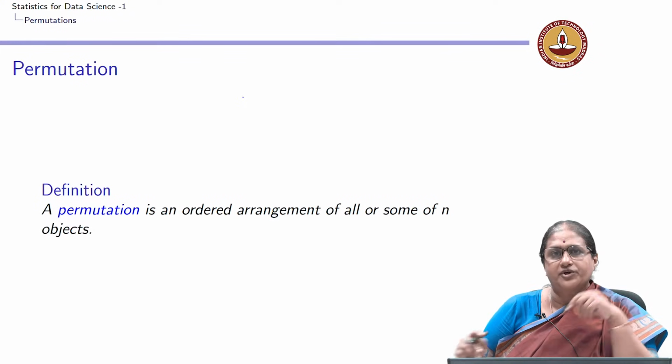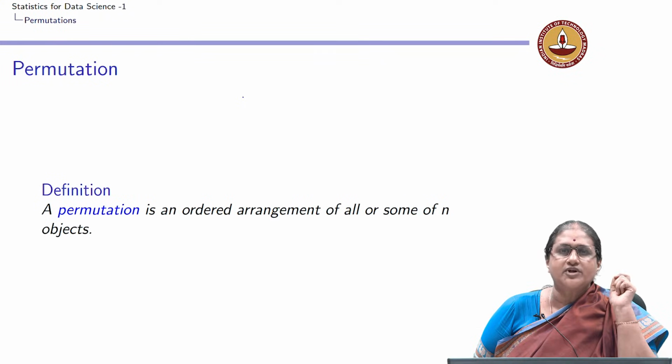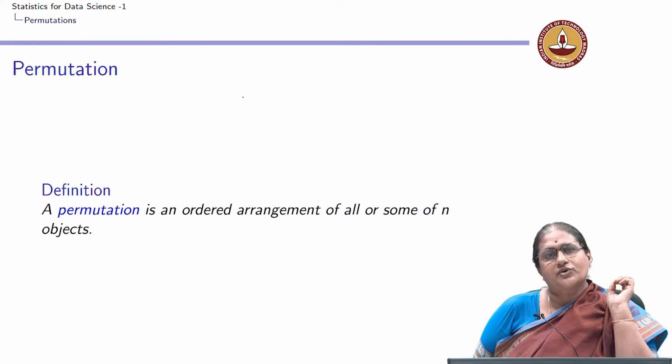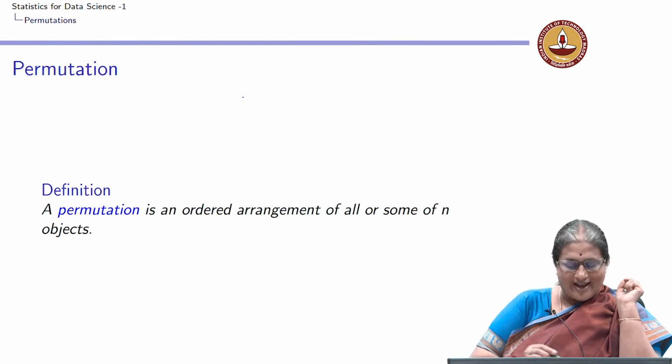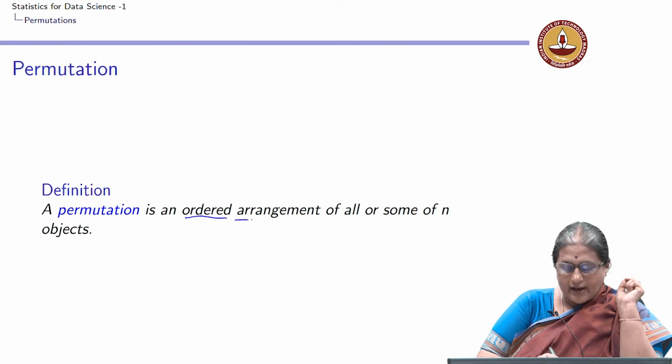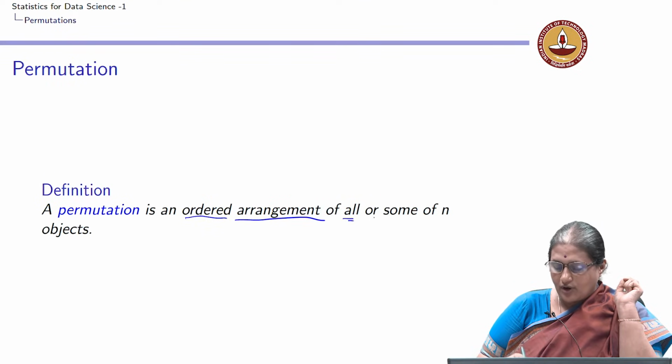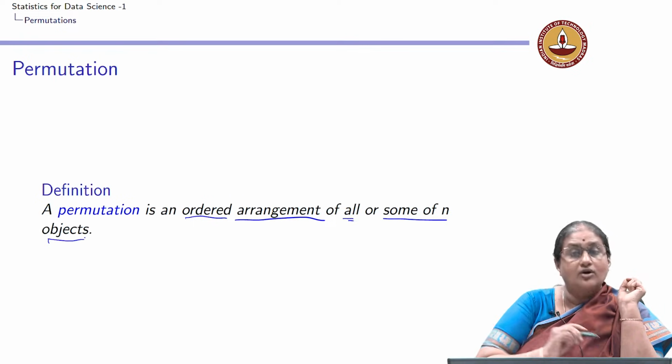Introduce what is a permutation. Permutations and combinations are extremely important when we are going to learn about probability. Okay. So, we formally define what is a permutation. We can formally define a permutation as an ordered arrangement of all or some of n objects.